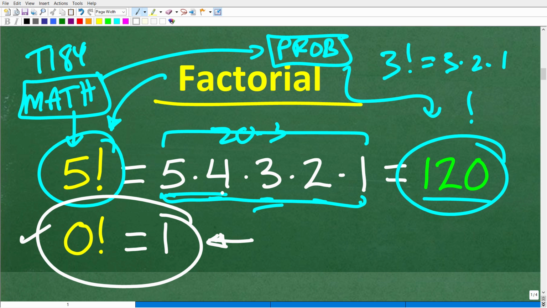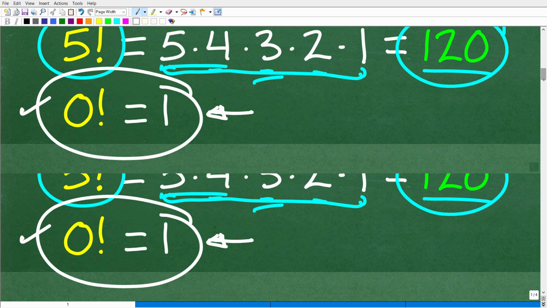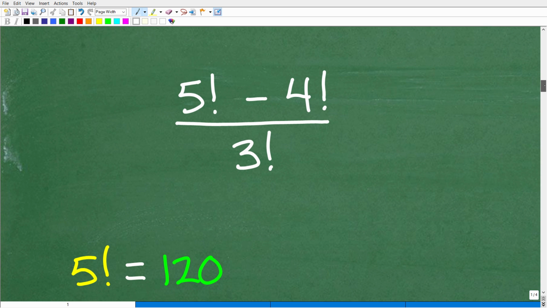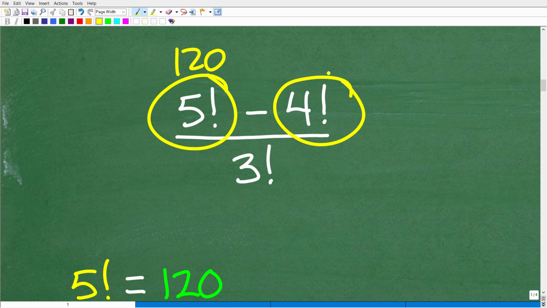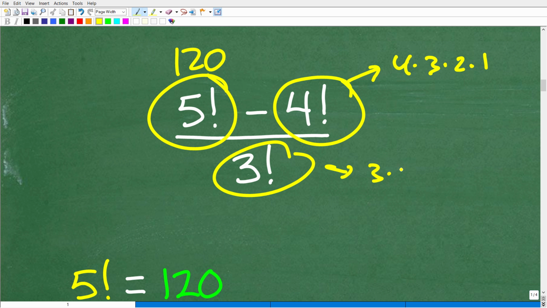So let's go ahead and get to this. There's a lot more about factorials, but if you understand this part of what a factorial is, then we should be able to solve this problem pretty easily, right? Because here we have 5 factorial. Now, I just told you what 5 factorial is equal to. It's 120. Now, 4 factorial, you should be able to calculate, right? So that's 4 times 3 times 2 times 1. 3 factorial is what? 3 times 2 times 1. So we could just go ahead and get values for this entire thing and calculate the final value.